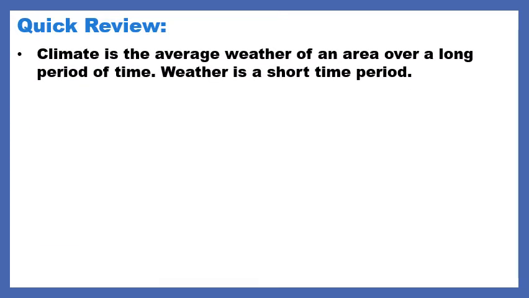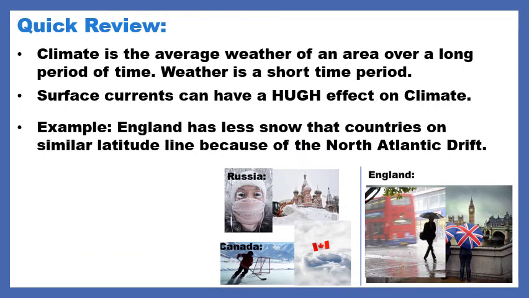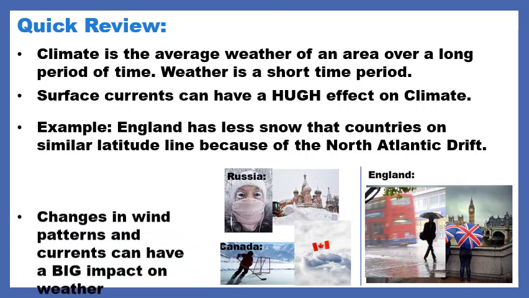Okay, so just to review, climate is the average weather of an area over a long period of time. Weather is in a much shorter time frame. Surface currents have a huge effect on climate. So an example of this is England versus Russia and Canada. Even though these three countries are on very similar lines of latitude, England has less snow and more rain because it's located on the North Atlantic Drift. So that's a good example of how surface currents can change the climate.